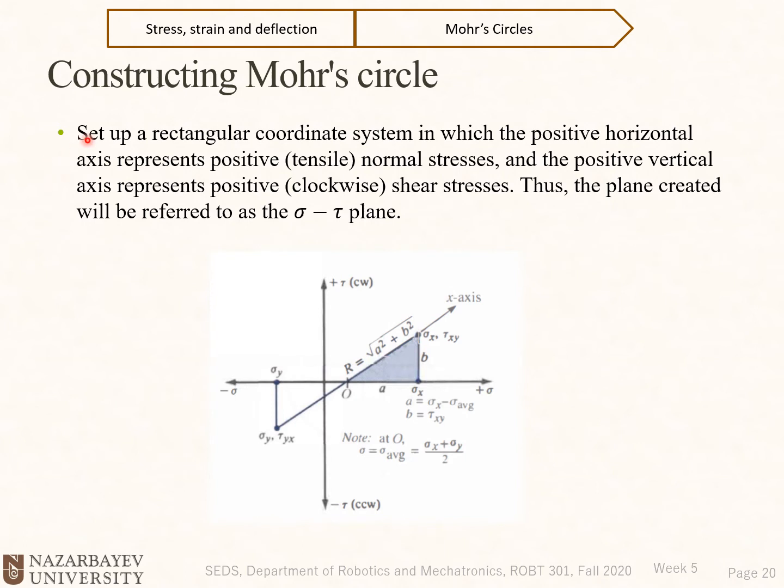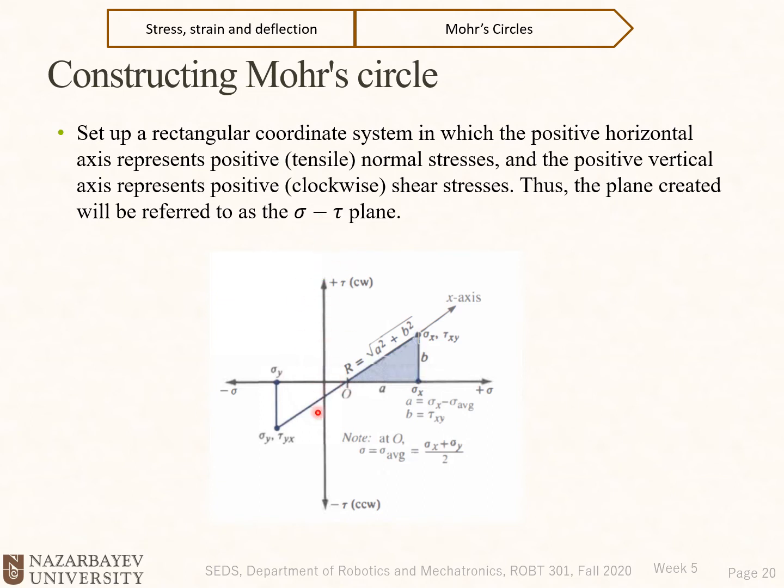Next step is to set up a rectangular coordinate system in which the positive horizontal axis represents positive normal stresses and the positive vertical axis represents positive shear stresses. Thus, the plane created will be referred to as the sigma tau plane. Okay, now we need to construct this sigma tau plane. How could we do that?